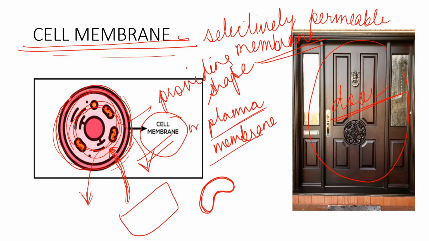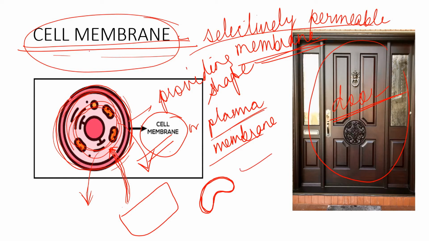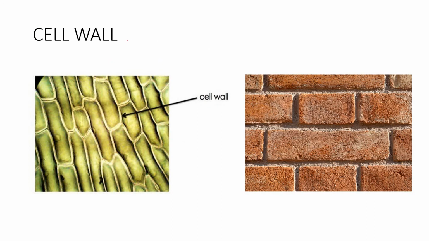It does not allow everyone to come in and everyone to go out of the cell, and that is why this cell membrane is called the selectively permeable membrane. So it regulates the movement of selected substances like water and minerals, allowing them to enter and leave the cell. So that's what I told. Understood? So the cell membrane is just like the door of the house, which selectively allows people to come in and go out. Understood? Next, we go to the cell wall.